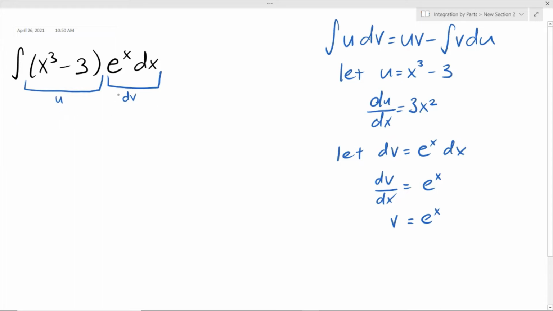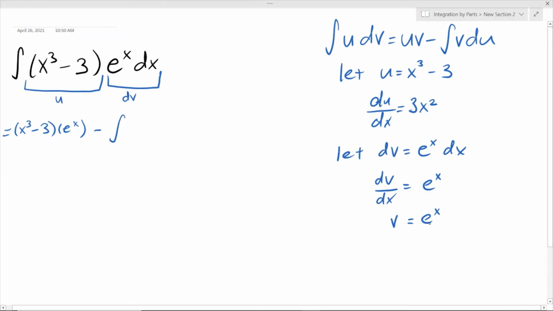So we have to substitute in u times v. Our u is x cubed minus 3, and times v, which is e to the x, so I'm going to sub that in, because we have to write u times v. Then copy the subtraction sign, and then the integral of v times du.